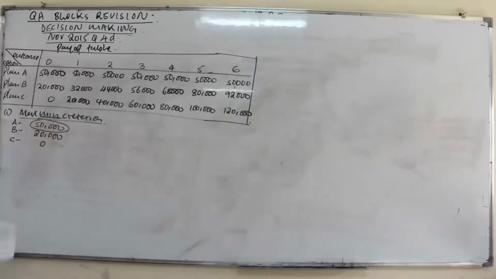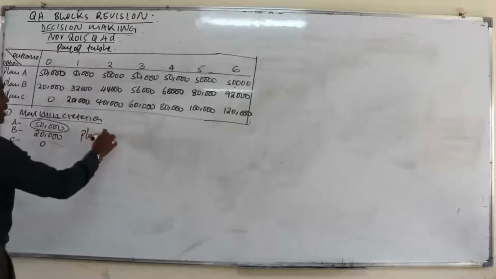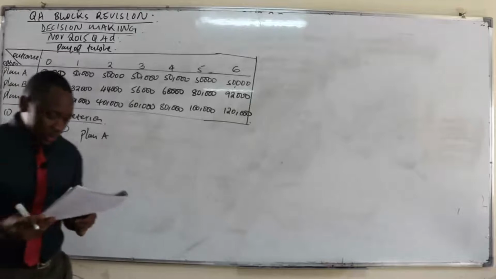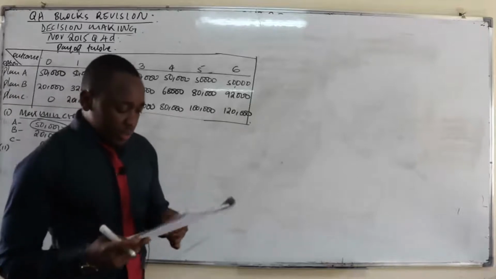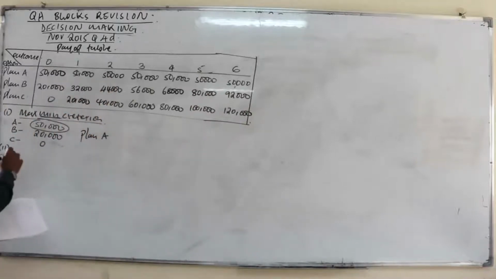We say that you adopt this one when you are pessimistic. If you are not sure, that's what it means. You just take the guaranteed salary. So in this case, adopt plan A. Let's go to number 2. Number 2, the optimal salary plan for Jane Cherop based on the minimax regret.